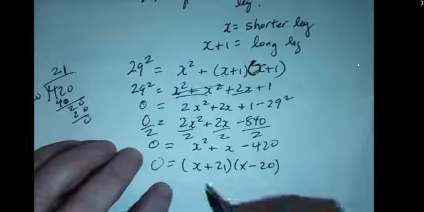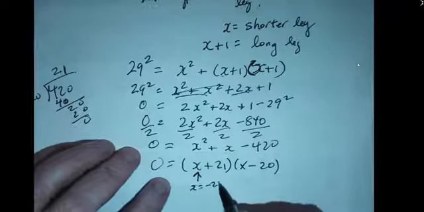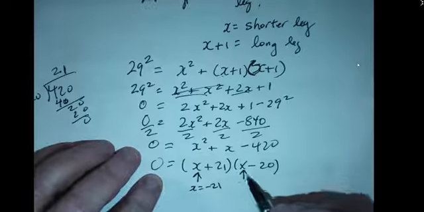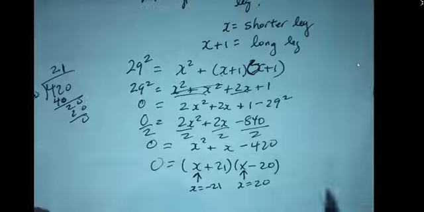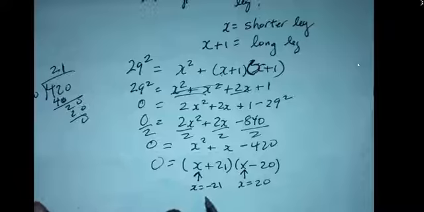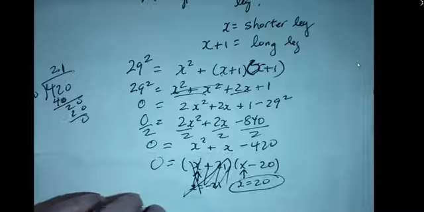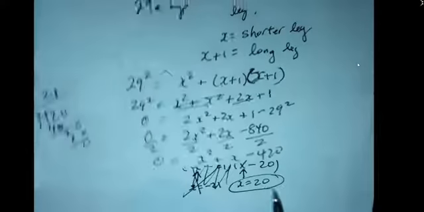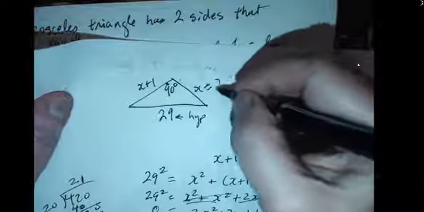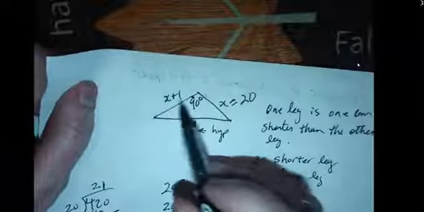And now I can see from factoring it that the answers would be x is negative 21 or x is 20. Now we can't have this, because you cannot have a side having a negative length. So that's extraneous. So my shorter side is 20, and my longer side is one more, which is going to be 21.